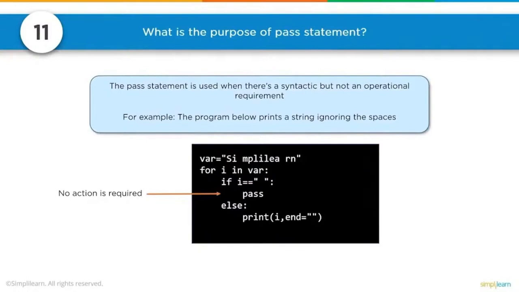For i in variable, so it goes through each i. If i equals space, do nothing. Else, print i, with end equals empty quotes, and it will print out simplylearn. Now, of course, you would probably write this as if i does not equal blank space, print. But this would be another way you could do it if you need a placeholder for that first logical set. You can also do a function like this: def function name, brackets, colon, pass. So it goes into the function and does nothing, but it's a placeholder.